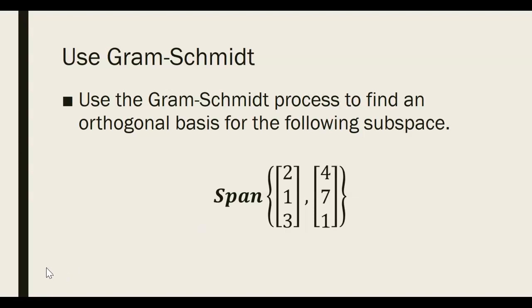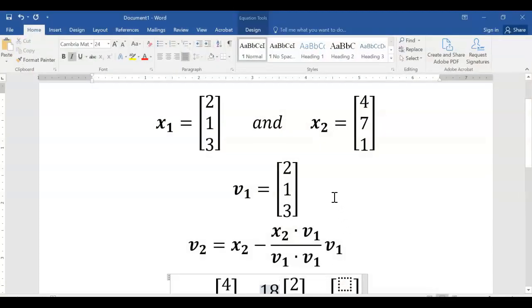So I want you to push pause on the video and try to use the Gram-Schmidt process to find an orthogonal basis for the following subspace. Right, so here we are. Hopefully you pushed pause and did all that. So what we're going to do is we're going to go x1 and x2. x1 in my case is 2, 1, 3 because it came first. x2 is 4, 7, 1, came second.